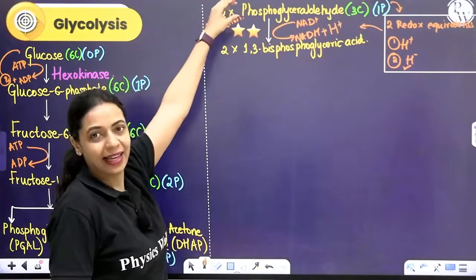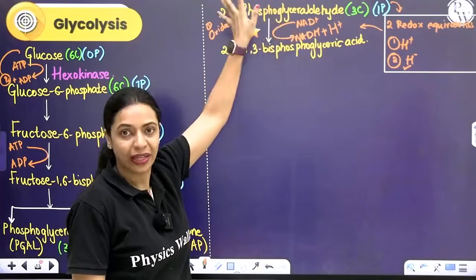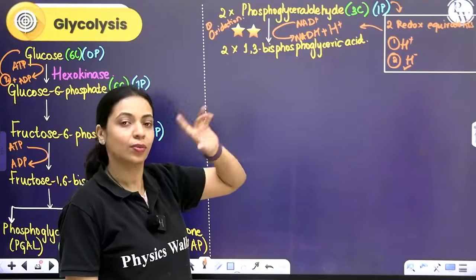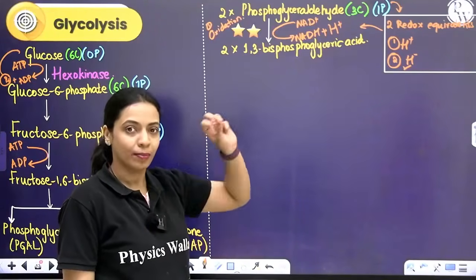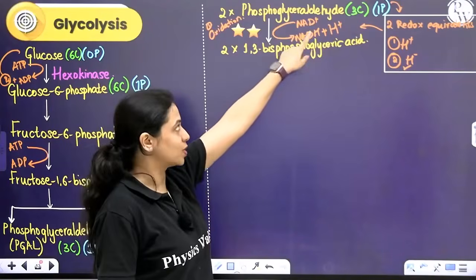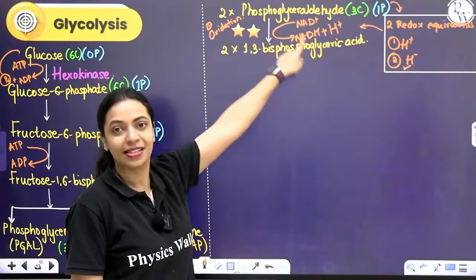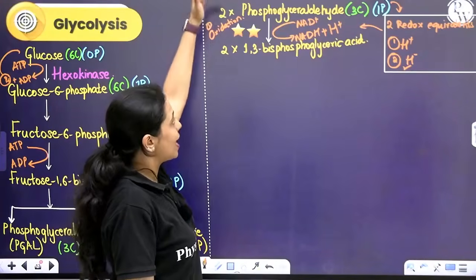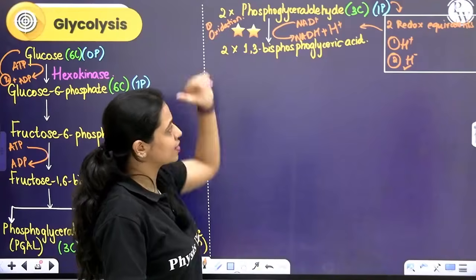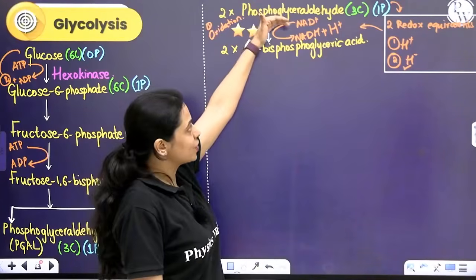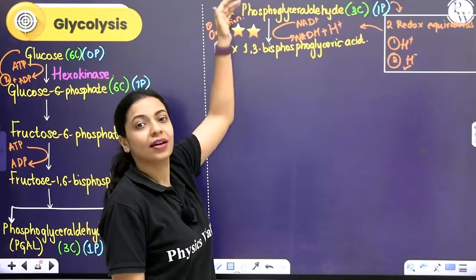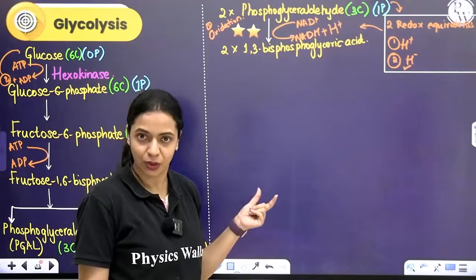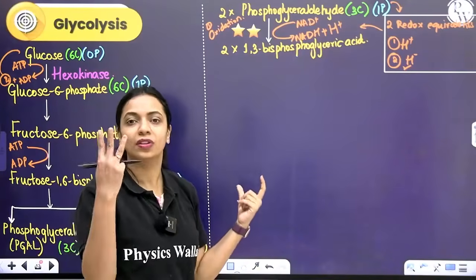So phosphoglyceraldehyde will donate 2 redox equivalents to the NAD+ molecule. Of the 2 redox equivalents, one is a proton, one is a hydride ion. So the hydride ion binds to NAD+. Since it already has 1 less electron, it accepts H- and becomes NADH, and you will have this additional H+. So as the aldehyde is getting oxidized to acid, NAD+ will get reduced to NADH. Now what is this NADH? NADH also is an energy rich molecule. It is equivalent to 3 ATP molecules.